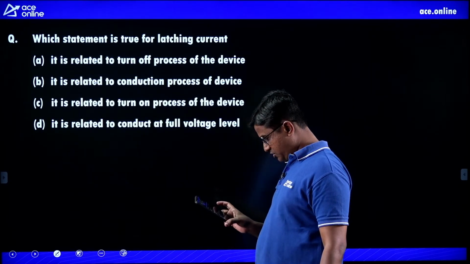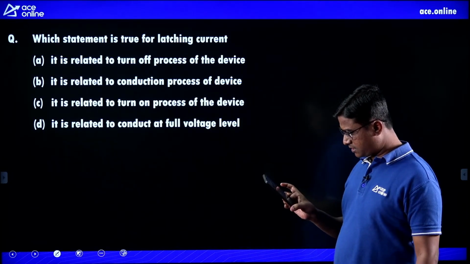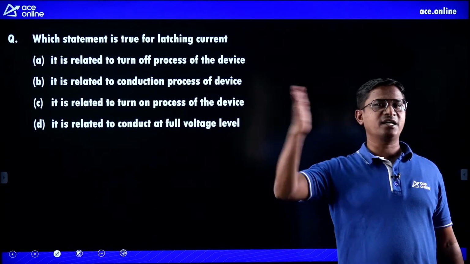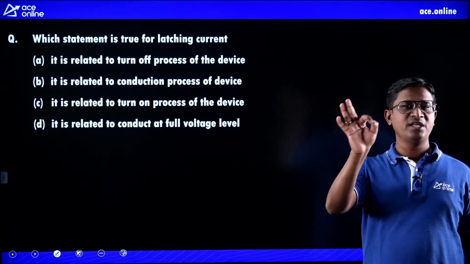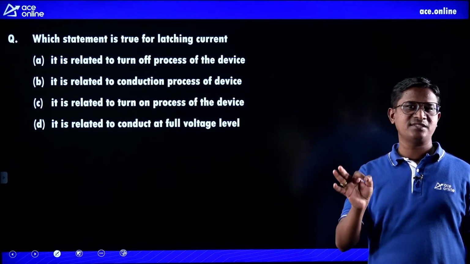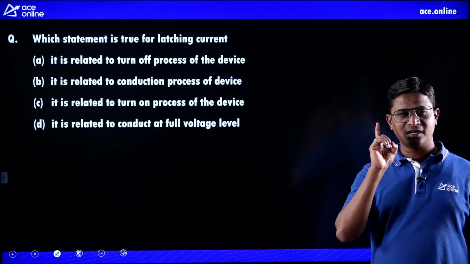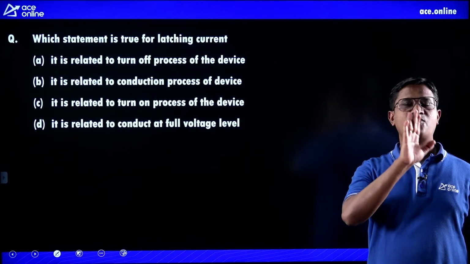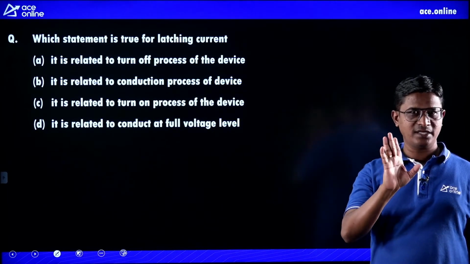Omkareshwar is asking, sir, in on state, how many junctions conduct? Omkareshwar, please keep in mind, if the SCR is in conduction mode, that is the SCR is in on state, then all the 3 junctions will be in forward bias mode. Not only in SCR, in any semiconductor device, if it is in on state, then all the junctions will be in forward bias mode, or all the junctions will be in conduction mode.